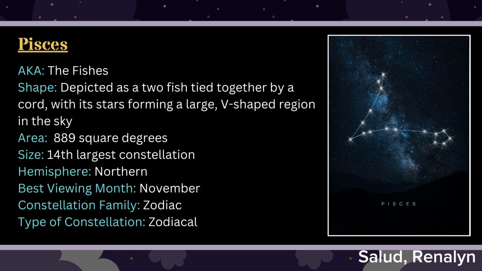And last but not least, Pisces, aka the fishes, depicted as two fish tied together by a cord, with its stars forming a large V-shaped region in the sky, having 889 square degrees as an area, the 14th largest constellation found in the northern hemisphere, with the best viewing month being November. Again, the constellation family is zodiac, and the type of constellation is zodiacal.